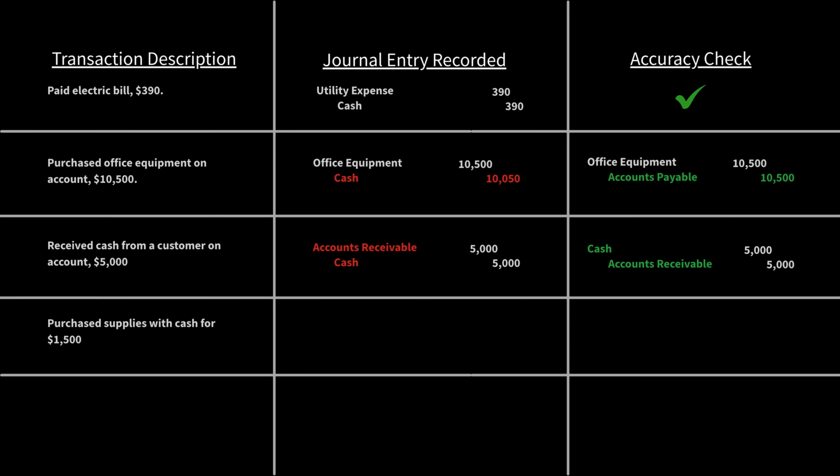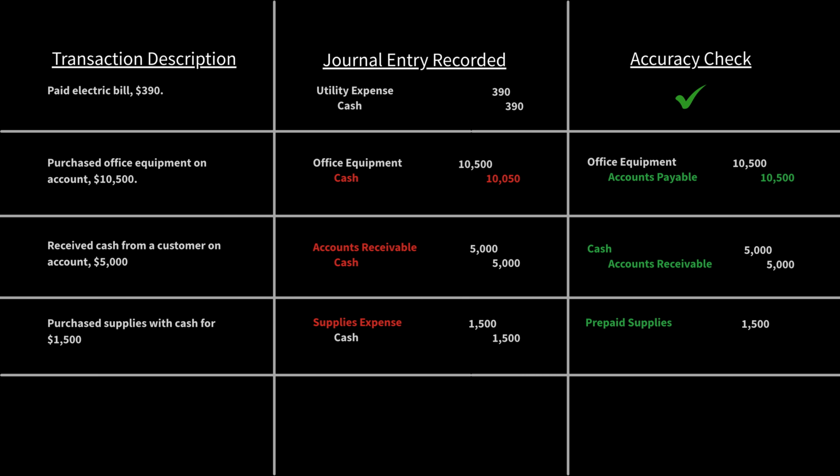Purchase supplies with cash for $1,500. Debit supplies expense for $1,500. And a credit to cash in the amount of $1,500. Go ahead and pause the video.